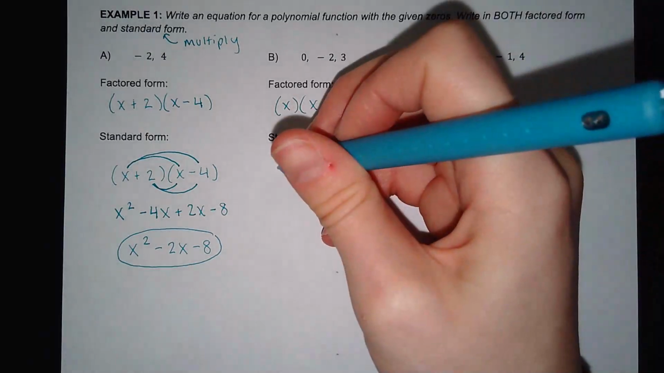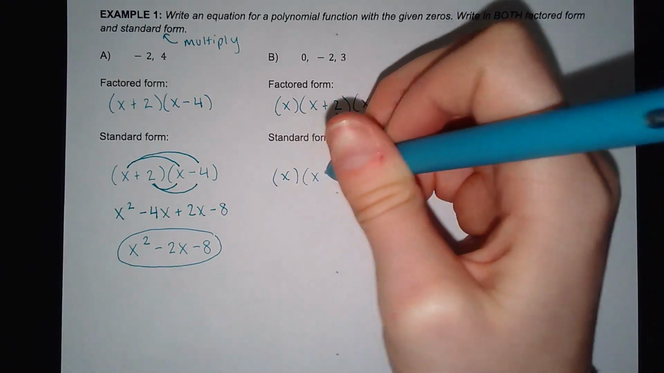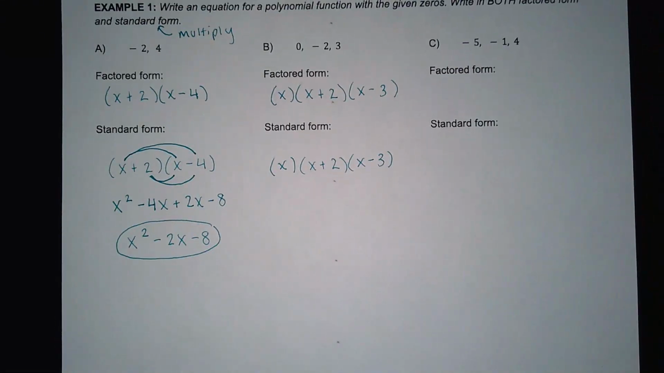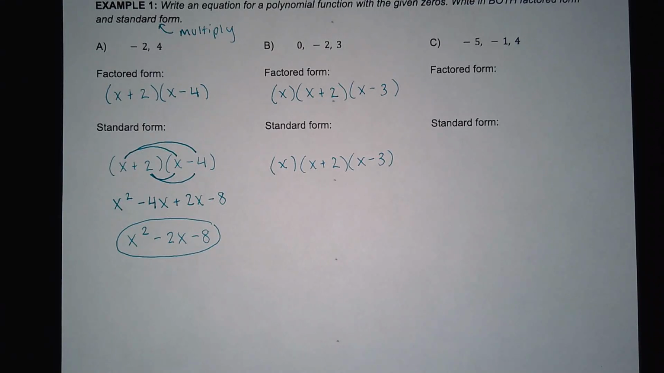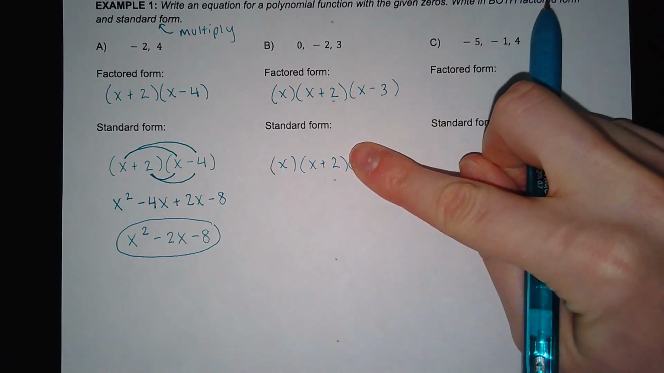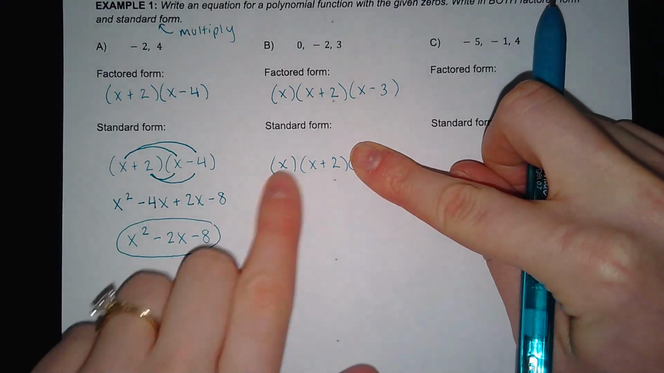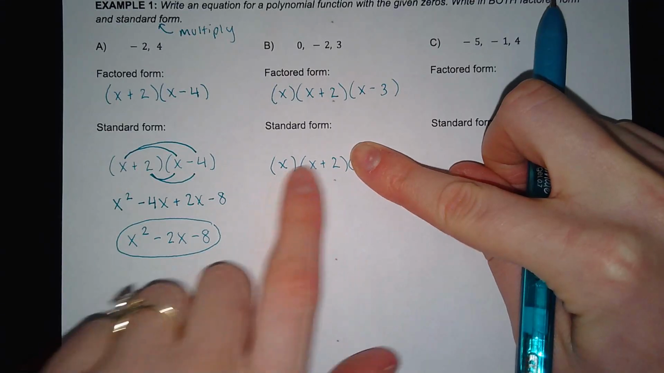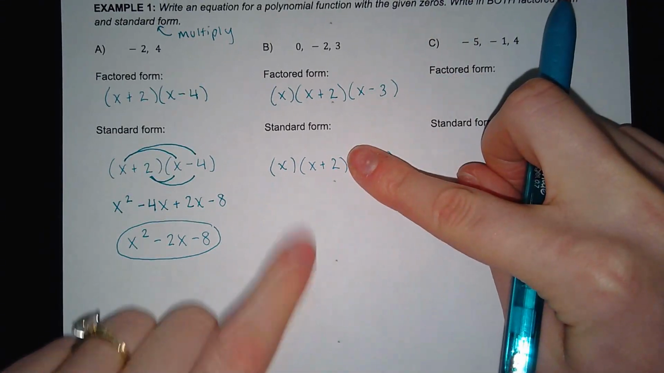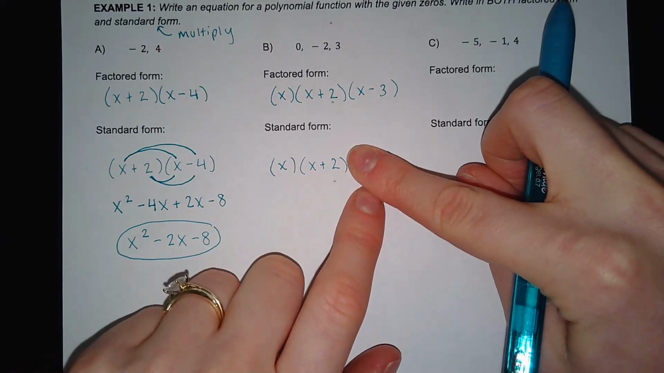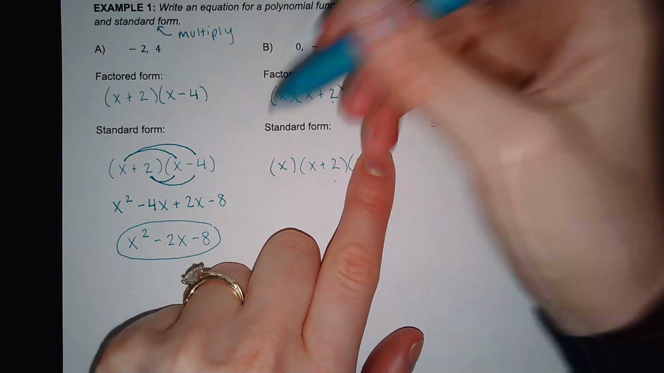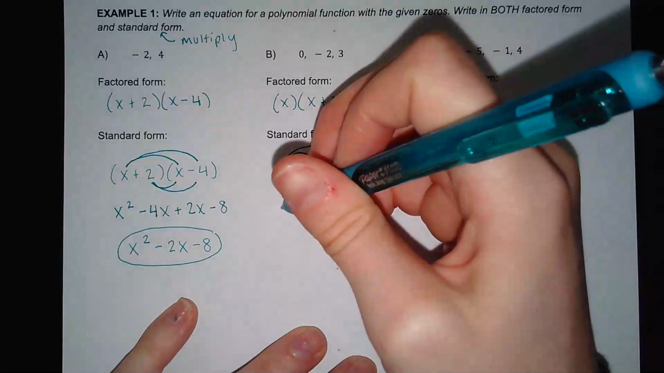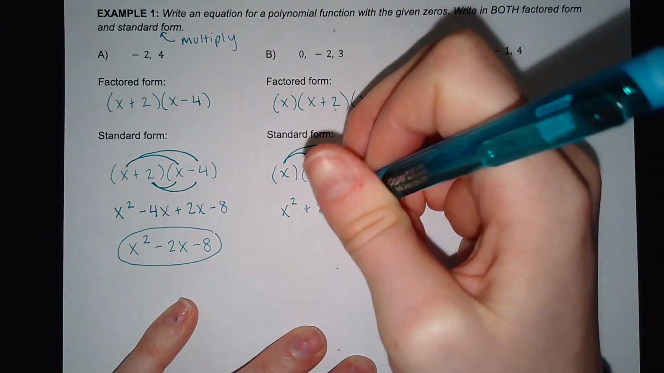And again, to get to standard form, we're going to have to multiply these three things. The thing we want to remember, though, is we can only multiply two things at a time. So I could start, for example, by multiplying x times x plus 2. But I can't do FOIL or box method with all three of these things. So I'm just going to start with x times x plus 2. I'll distribute the x to both of those things. So that's going to give me x squared plus 2x.